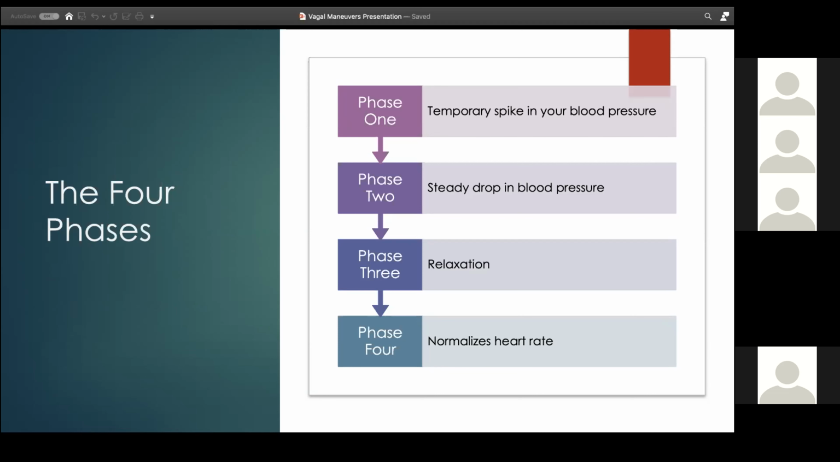And then phase 3 is usually at the end of the maneuver. This is when we're relaxing and our blood pressure starts to fall for a few moments. In phase 4, the blood will start to return to the heart pretty rapidly. After a few heartbeats, the blood flow should be back to normal and your blood pressure will rise because our blood vessels are still constricted. And ideally, the blood pressure will increase, causing the heart rate to come back to normal.